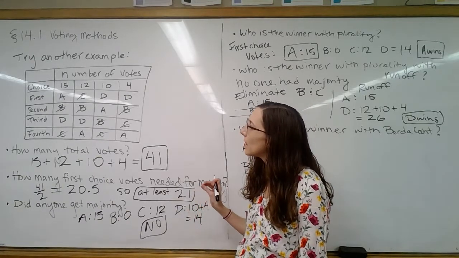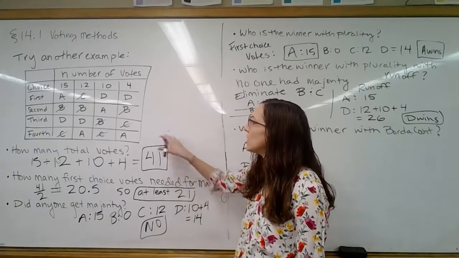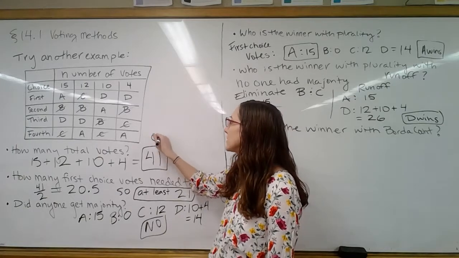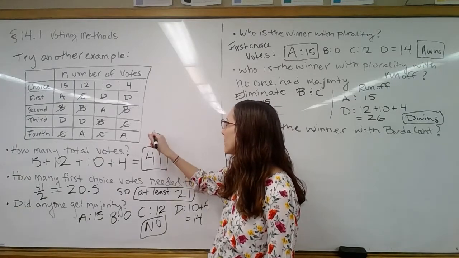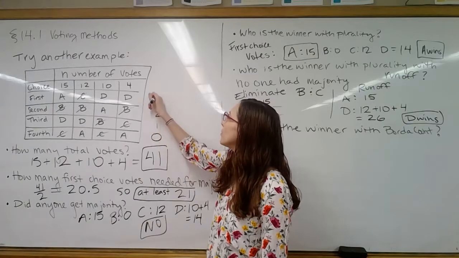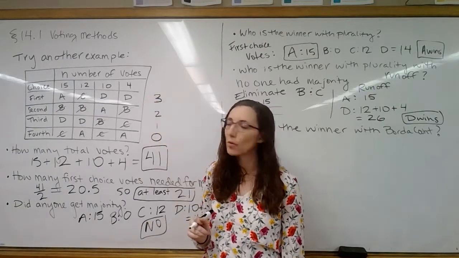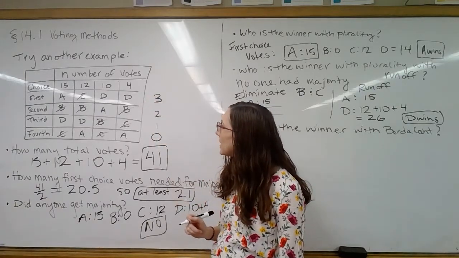So remember, when we award point totals, it's easiest to start at the bottom since that one's worth 0 and then go up from there. So 0, 1, 2, 3 are going to be our point totals. So now let's track A's points.